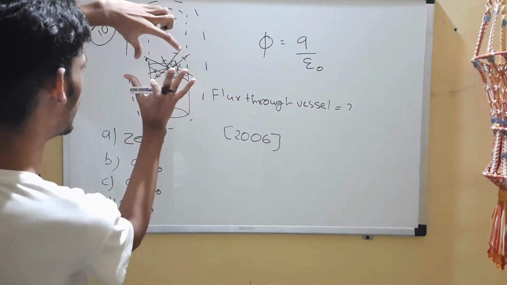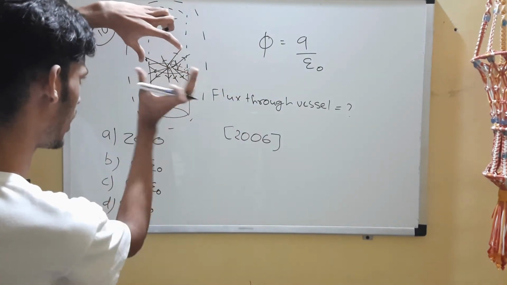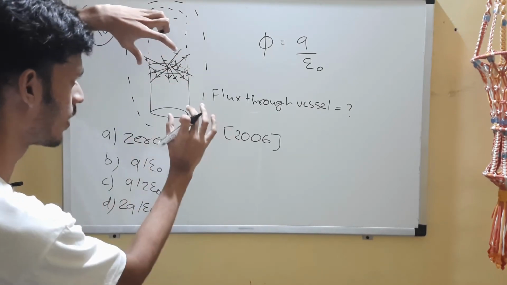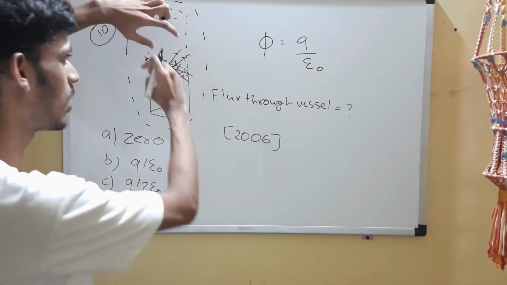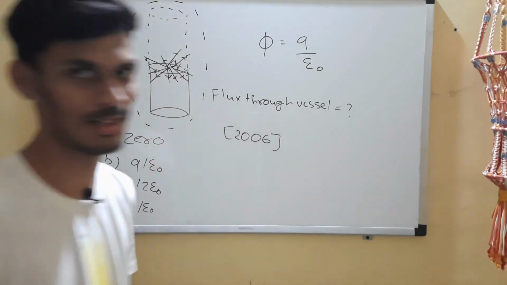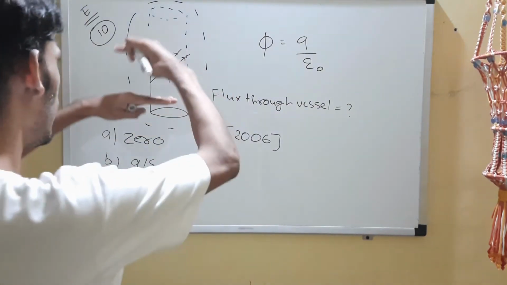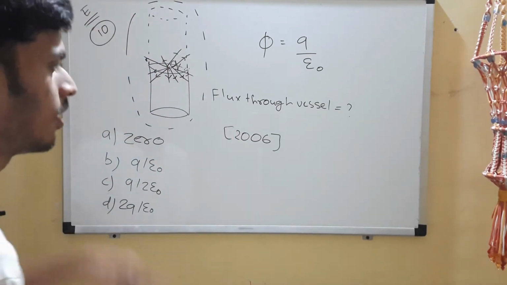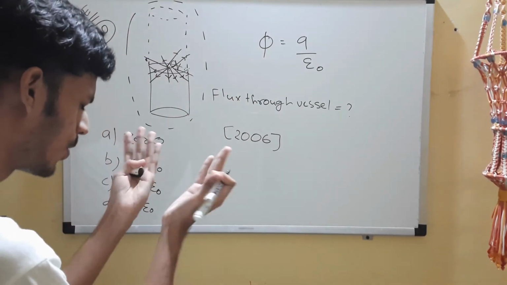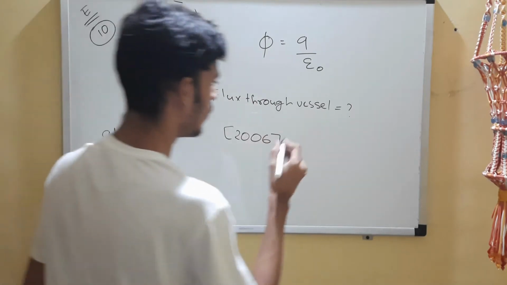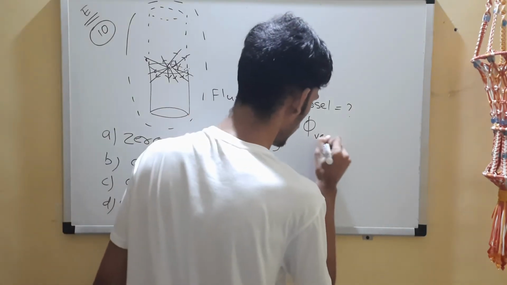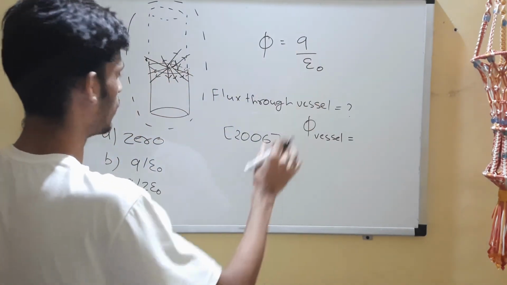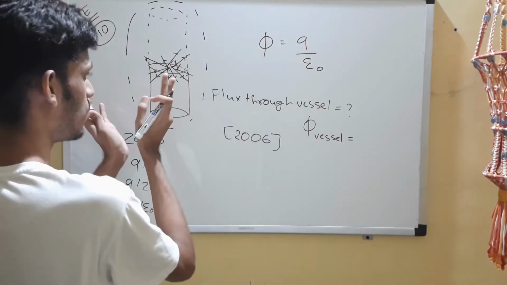So half of the hemispherical flux is passing through your vessel, right? So half of the total flux is passing through the vessel by symmetry. Half of the flux is passing through the imaginary thing, half of the flux is passing through the vessel. I hope you can imagine that. So the flux through the vessel will be nothing but half of this. This is the total flux passing through the system.